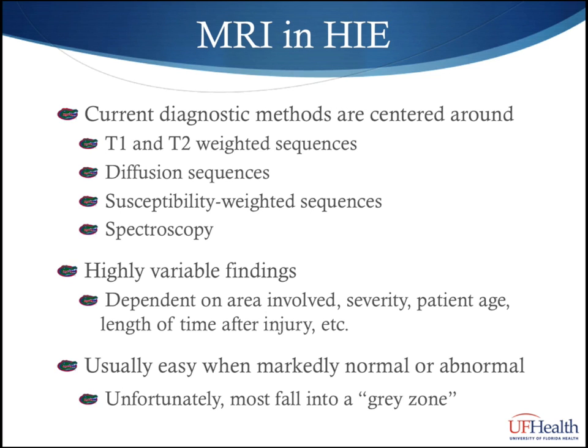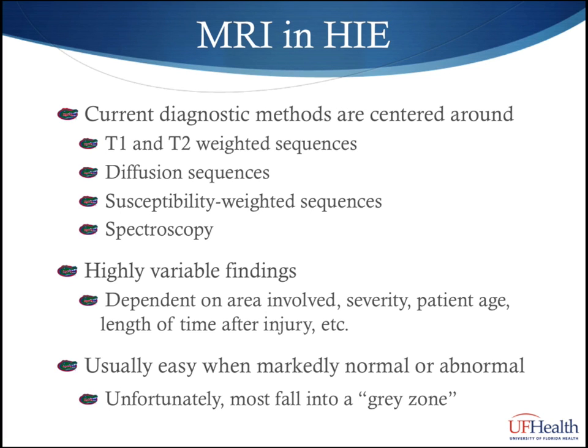Currently, our diagnostic methods are focused on T1 and T2 weighted sequences, diffusion-weighted imaging, susceptibility-weighted imaging, and MR spectroscopy. Many institutions, including our own, will also use FLAIR sequences. However, these tend to not be as useful in neonates given the high degree of water content and lack of extensive myelination. With these conventional sequences, the findings are often highly variable and depend on multiple factors such as the area involved, the severity of the injury, the gestational age, and the length of time after the initial injury.